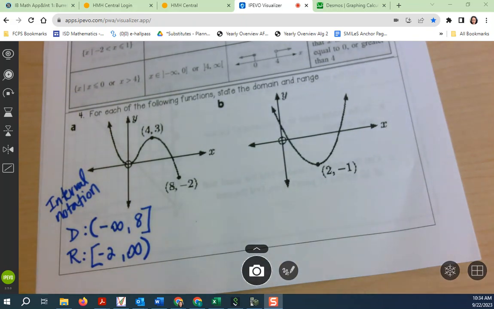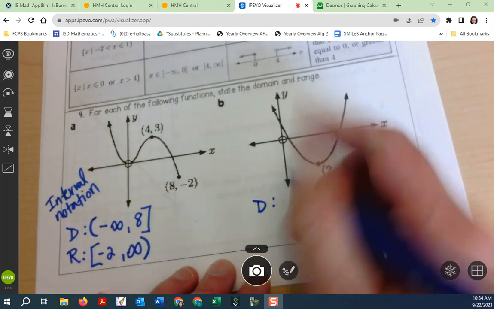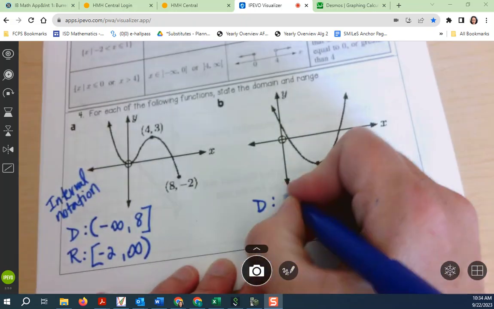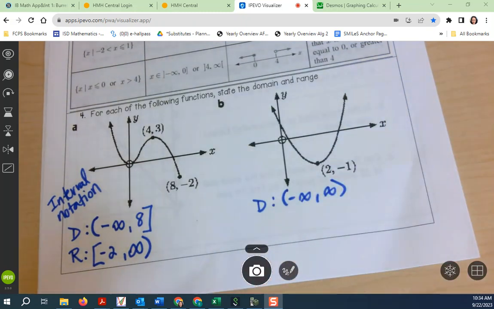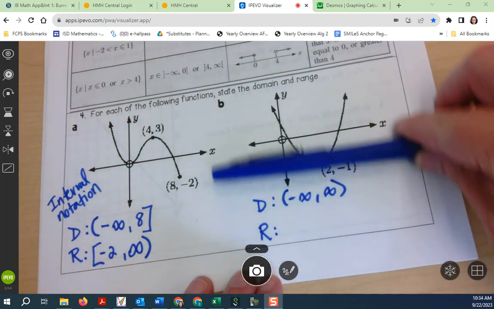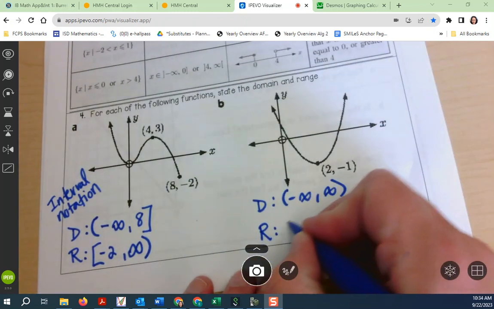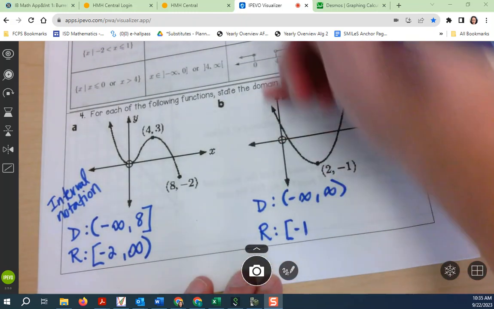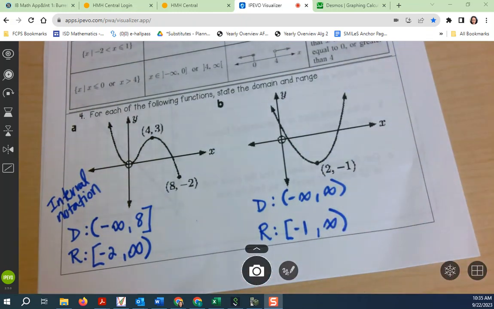All right, I saw a lot of good work. Your domain is from the left to the right. On this side, negative infinity. On this side, positive infinity. Make sure you had parentheses. I saw some good work on that one. Range, bottom to the top. On the bottom, you had a y value of -1, and it kept going up to positive infinity. Any questions on that one?